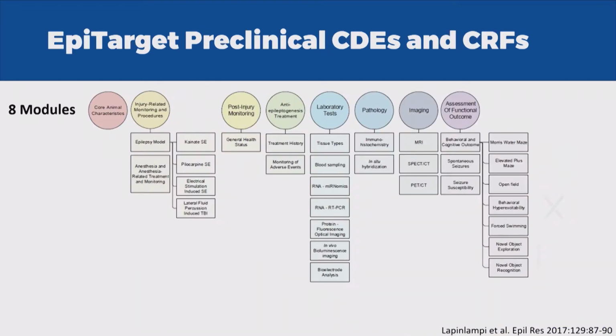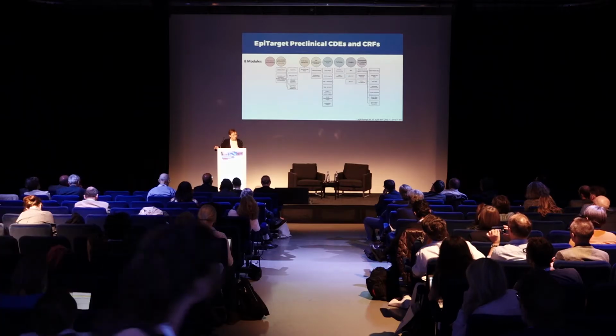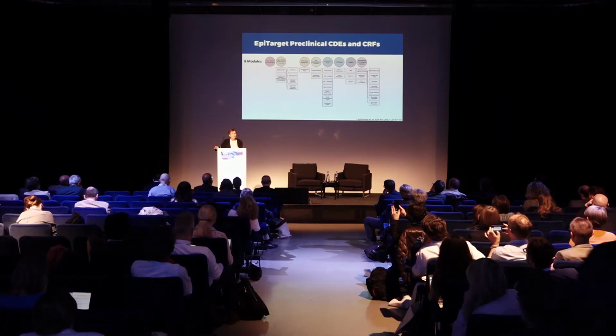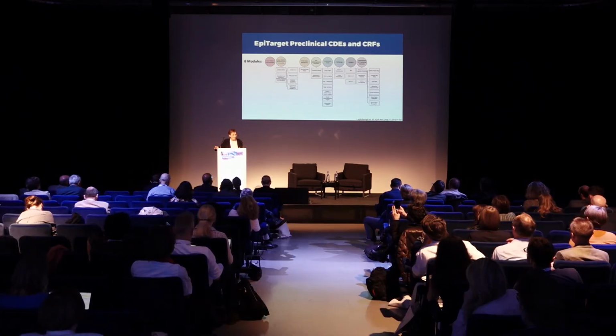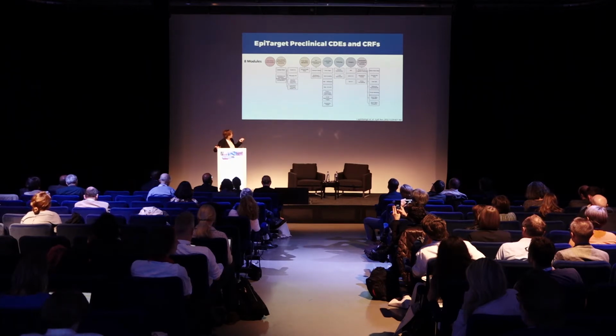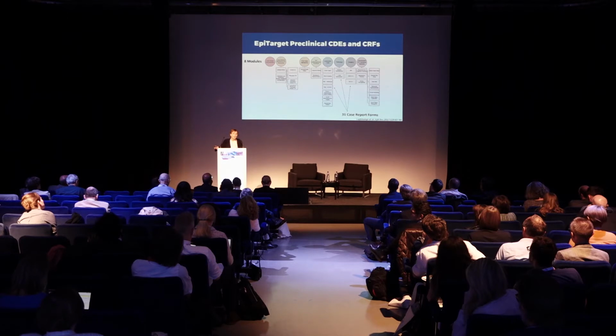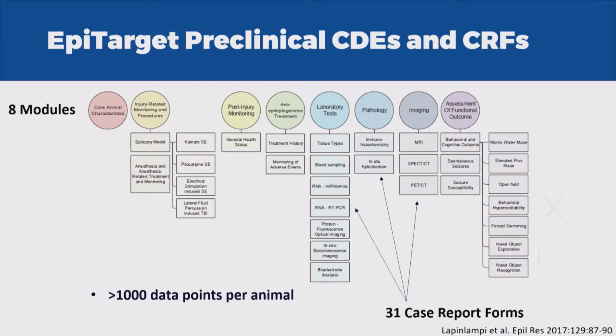So what we did in EpiTarget, we basically used that as a template to develop the preclinical common data elements and case report forms. We had 8 modules, starting from core animal characteristics all the way to the functional outcome. We had 30 altogether, in the beginning 31 case report forms. We had over 1,000 data points per animal, and then guidelines for each procedure.